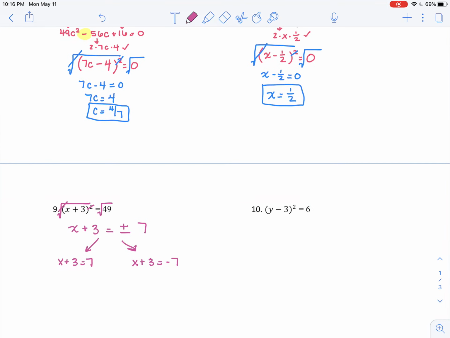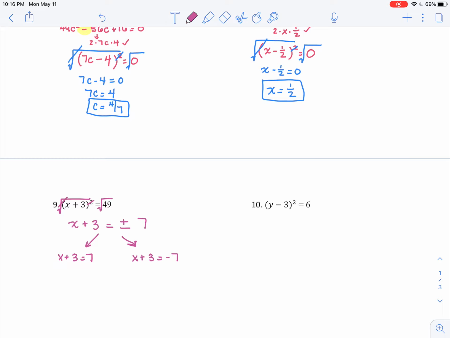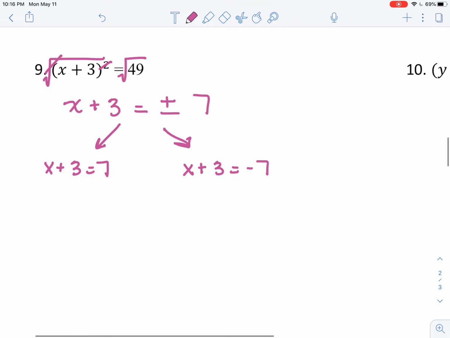We did not do that in the last two questions because the square root of 0 is just 0. 0 doesn't have a sign. It's neither positive nor negative. However, for every other number, we have to consider both the positive and the negative square root.